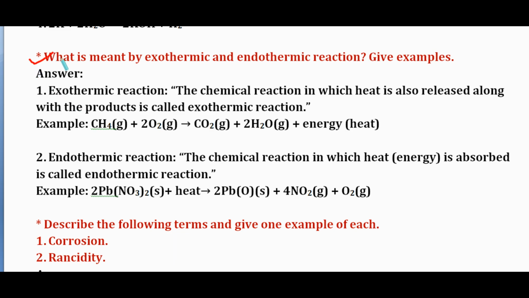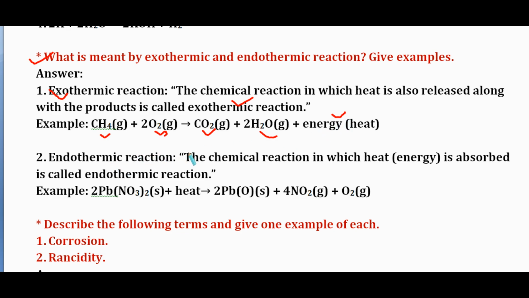Next question, what is meant by exothermic and endothermic reaction? Give examples. First of all, exothermic reaction. The chemical reaction in which heat is also released along with products is called exothermic reaction. Example, CH4, methane, reacts with oxygen, then forms carbon dioxide and water and heat. So it is exothermic reaction.